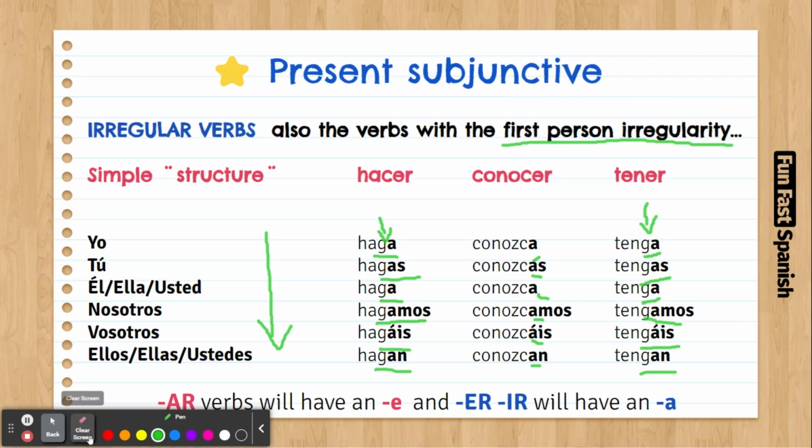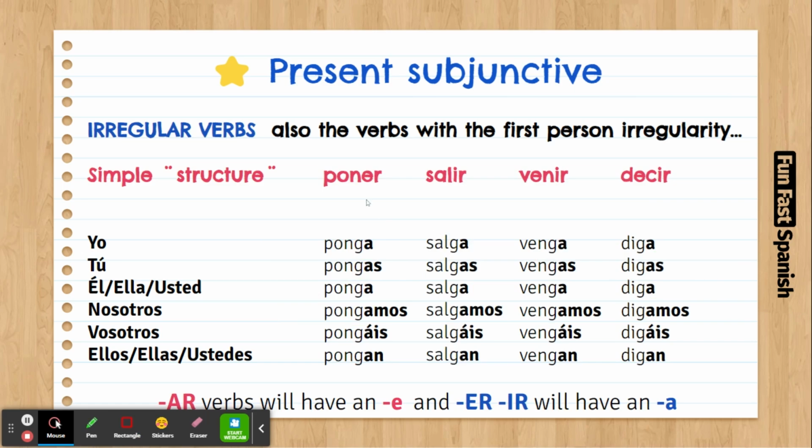There are more verbs like this. Let's have a look. Poner, yo pongo, right? So yo ponga, tú pongas, él ponga, nosotros pongamos, vosotros pongáis, ellos pongan. Yeah, because it has the first person irregularity. Yo pongo. And then tú pones, él pone, nosotros ponemos. The rest behaves regular, but the first person is yo pongo. So this verb is going to have this conjugation in subjunctive. Salir, salgo. Remember, yo salgo. So it's going to be yo salga, tú salgas, ella salga, nosotros salgamos, vosotros salgáis, ellos salgan.